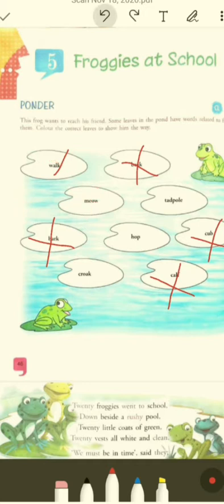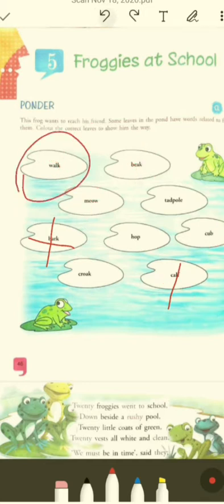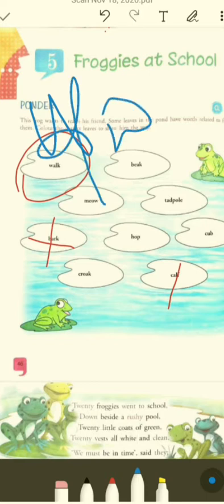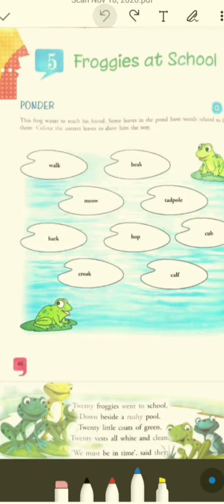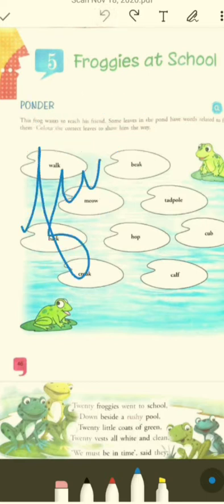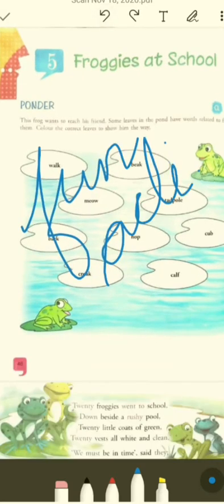Based on the remaining leaves, you have to color them and make this frog reach his friend. Very simple. 3 or 4 leaves will be remaining. You have to color them and make him reach. So I leave this exercise to you to be done on your own. You can consider this as homework or a fun activity, whatever you like to call it. Okay, I'll call it a fun activity. So do it on your own.